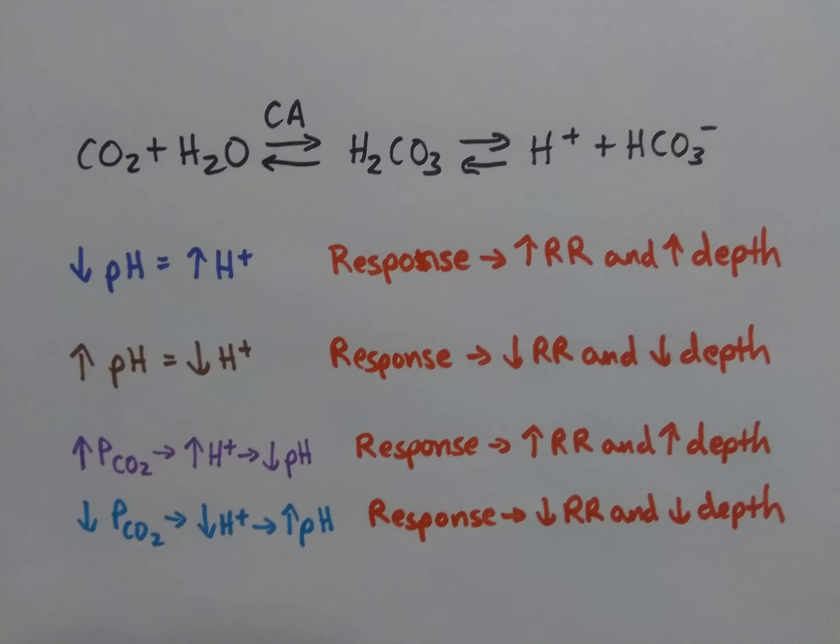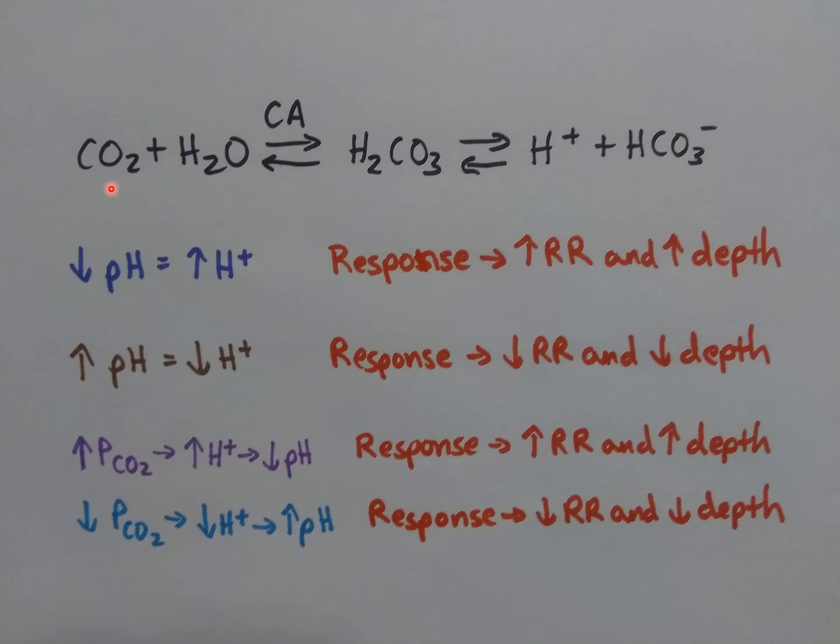If you have the opposite problem, where the pH is too high, which means that the number of hydrogen ions in the blood is too low, so you want to increase the number of hydrogen ions so you can get the pH back down to normal. So the respiratory centers are going to respond to fix the blood pH by slowing the respiratory rate and taking more shallow breaths. So you're going to breathe slower and more shallow, and that will allow the carbon dioxide levels to build up because you're not going to be exhaling as much.